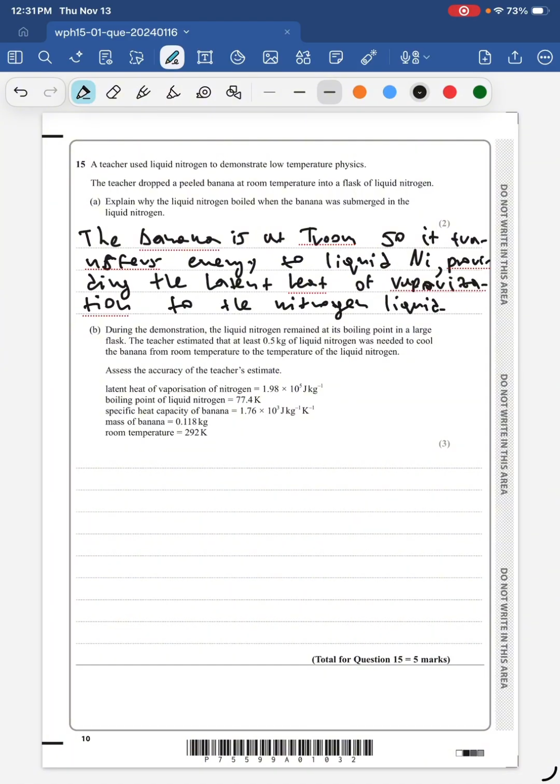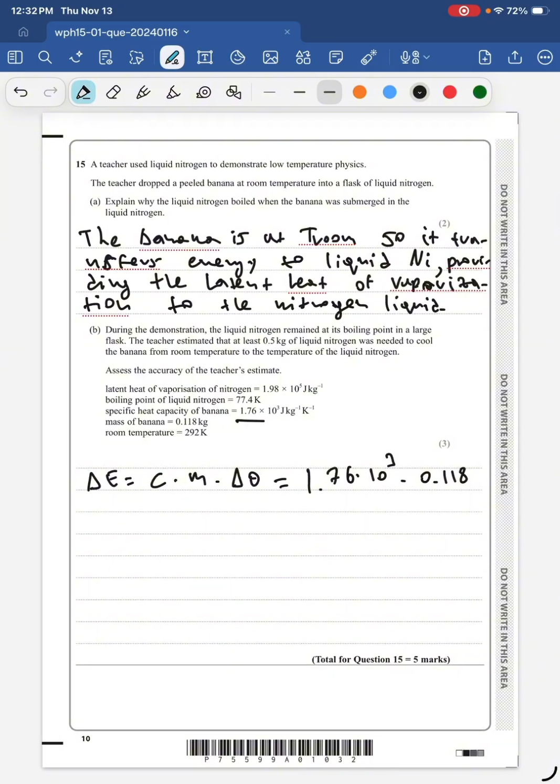Assess the accuracy of the teacher's estimate. So they give us the latent heat of vaporization of nitrogen, boiling point of liquid nitrogen, specific heat capacity of banana, mass of the banana, and room temperature. Okay, so let's see how much energy we need to drop the temperature of the banana. So delta E is C times M times delta theta, right? So C for the banana is 1.76 times 10 to the 3. And then the mass of the banana is 0.118.